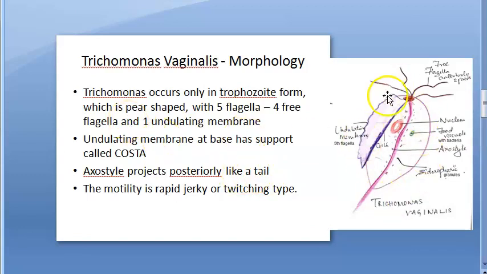It is a pear-shaped protozoan. Just thank Trichomonas vaginalis. Take a second and say Trichomonas vaginalis. I'm so thankful that you have only the trophozoite form. I have to draw only this diagram in the exam. It has 5 flagella, 4 free and 1 undulating membrane which is supported at the base by the costa. There is then the axostyle which projects like a tail in the posterior. There are siderophoric granules. There are food vacuoles which contain bacteria. There is just 1 nucleus. The motility is rapid, jerky or twitching type.